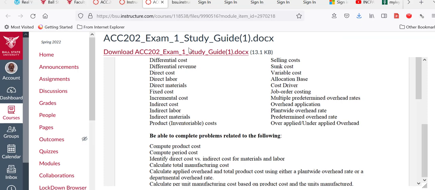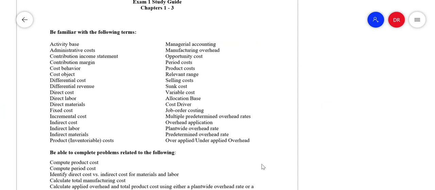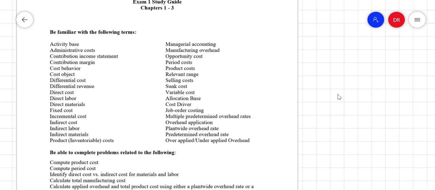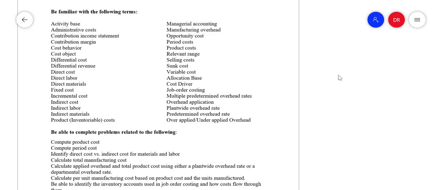This is the study guide, and this is what I want to spend a little bit of time talking to you about here. I have the study guide loaded here. So this is how I've set up the study guide, and you need to go through this, and that's why we did the vocabulary exercise at the beginning of the semester. So in this exam study guide, you notice we have the terminology here, like the activity base. And that was the first item on the vocabulary worksheet that you had to define.